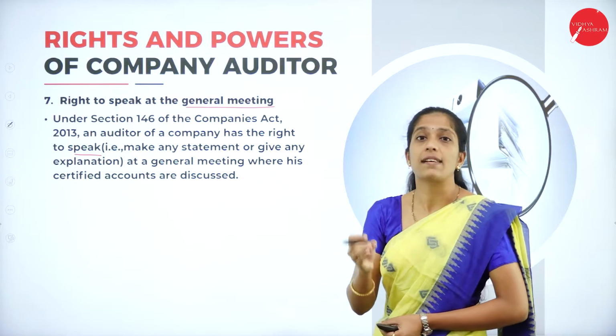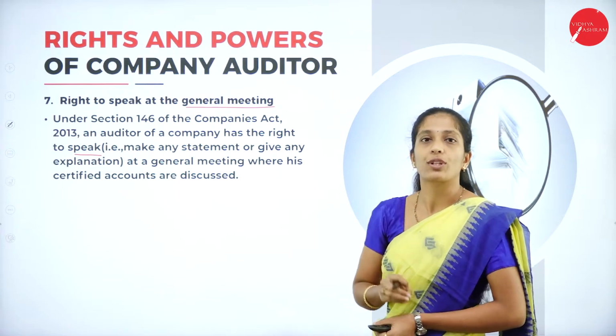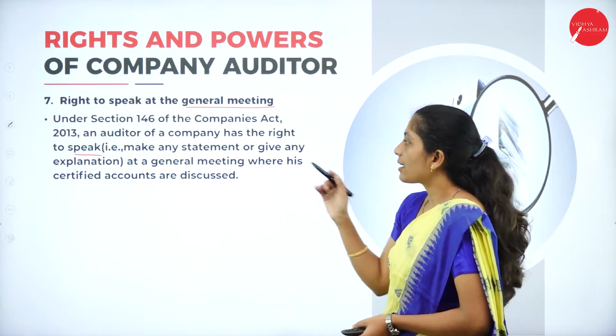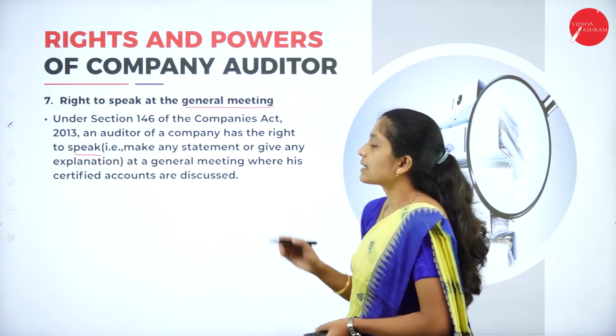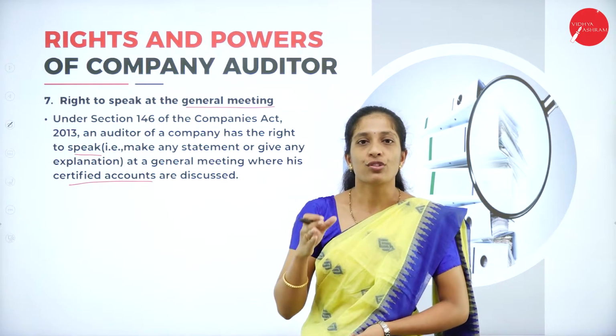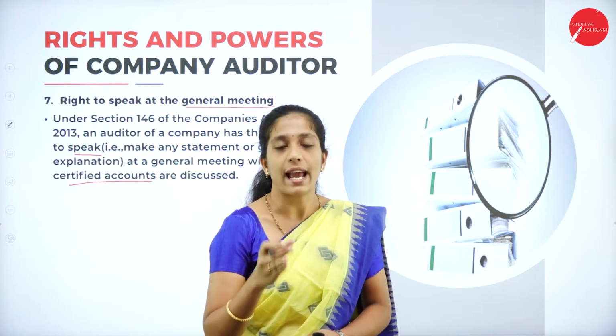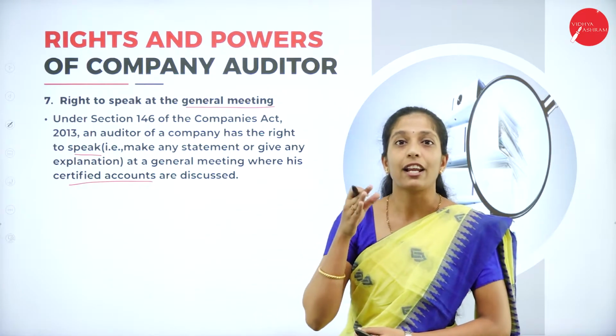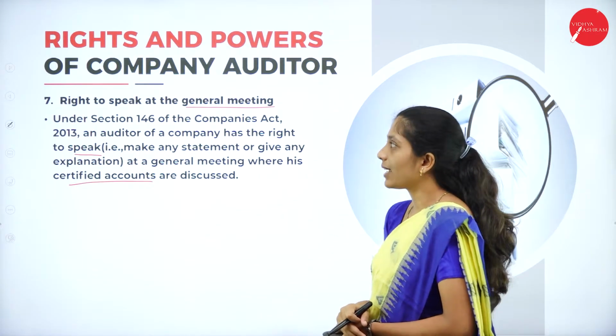He can give his suggestions relating to the books of accounts which are maintained in the organization at the general meeting where his certified accounts are discussed. So the books of accounts or the explanations can be given by the auditor in the general meeting. He has a right to speak in the general meetings.